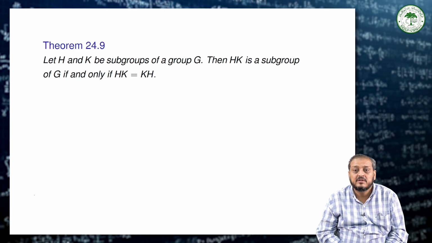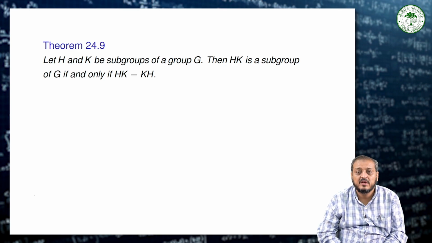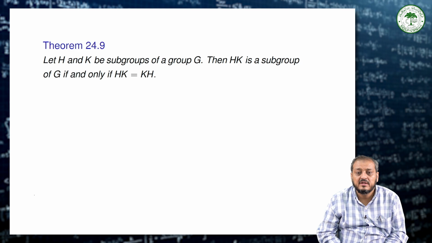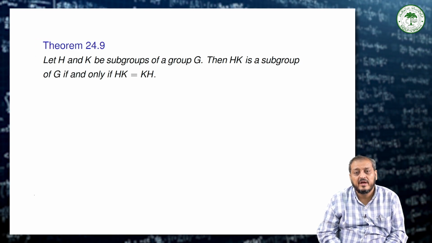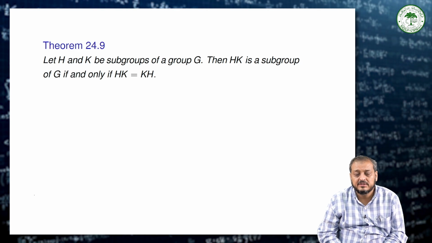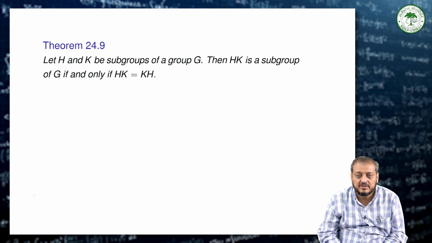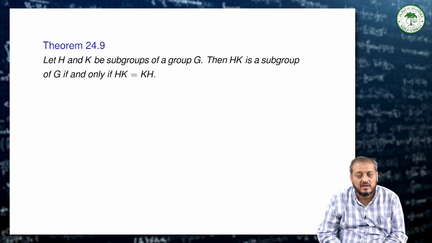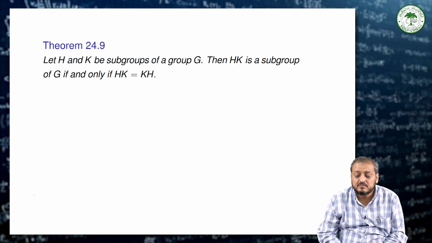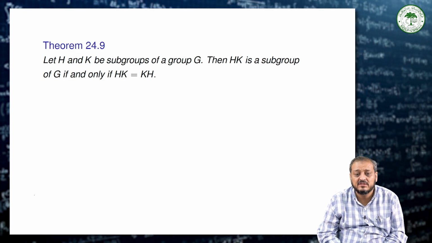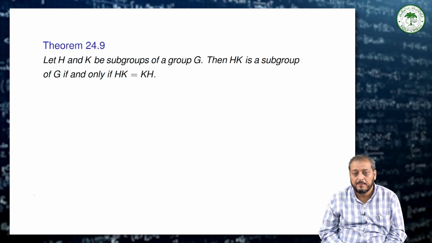Dear students, in the last class we proved three results and then tried to define the product HK, and in the end we said under what condition we can say that HK is a subgroup. So in this lecture we start with the theorem of this. When H and K are subgroups of G, then we try to show that HK is a subgroup of G if and only if HK and KH are the same.